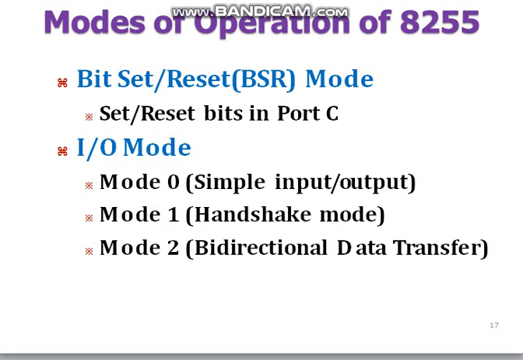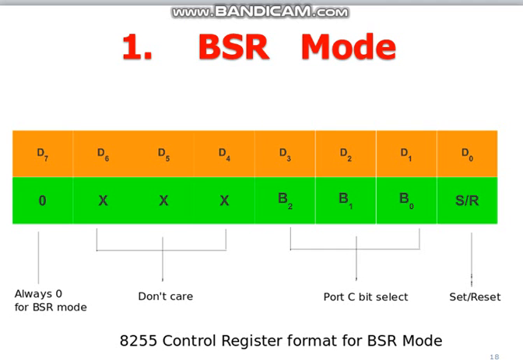So here we will see first what this bit set and reset mode is. I said this is a bitwise operation, and here only port C will be activated. Your port A and port B do not come into play. The same control word register will be taken over like this for the bit set operation. Remember, your D7 will be set to 0 for BSR mode.